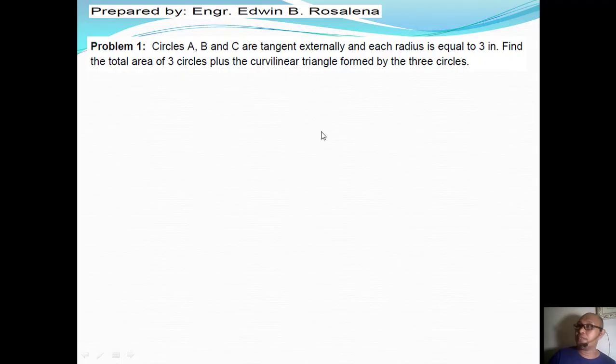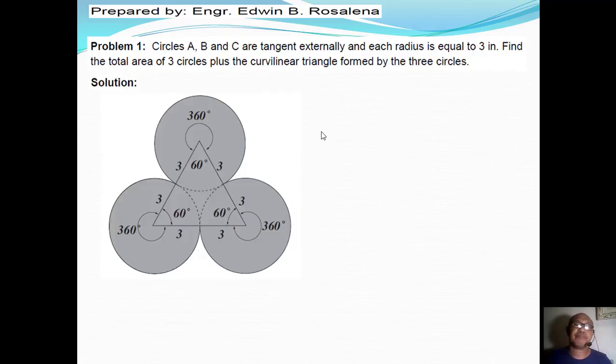Okay, so let's draw the figure now so that we can view it. Circles 1, 2, 3, A, B, and C, as indicated in the problem. So each has a radius of 3 inches. And as you notice here, this is what it means by the curvilinear triangle formed by the 3 circles. So that is the area in between the 3 circles. So we have this area. Okay? So 3 circles plus this area.